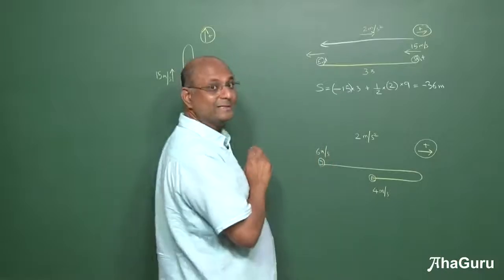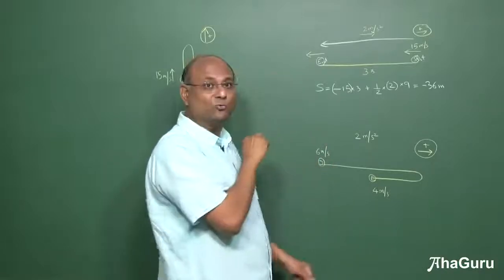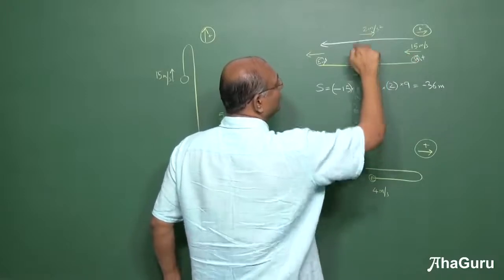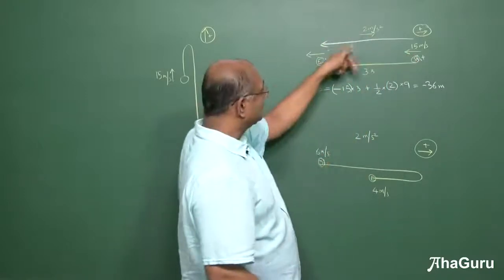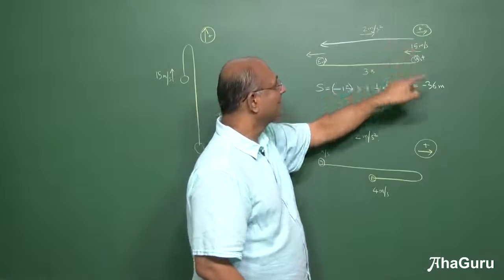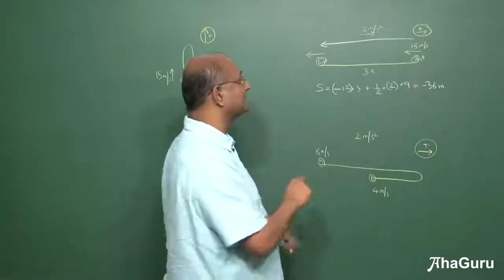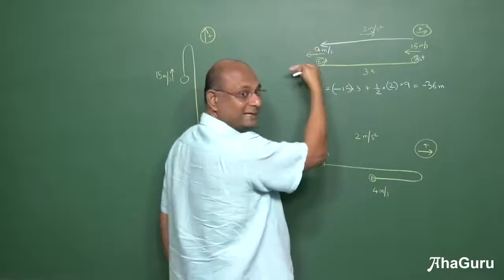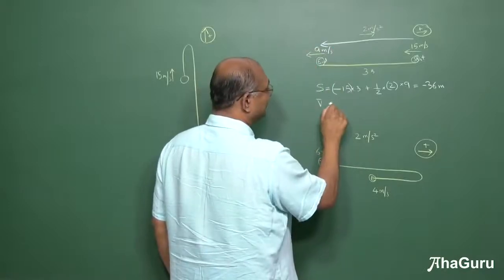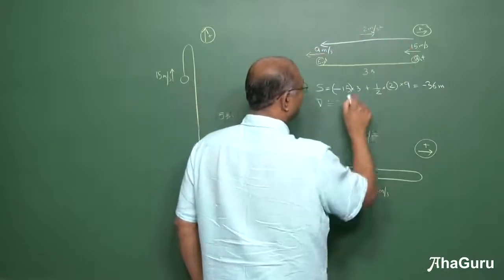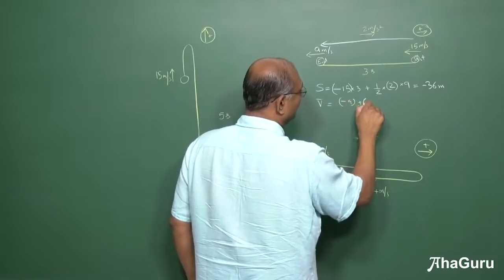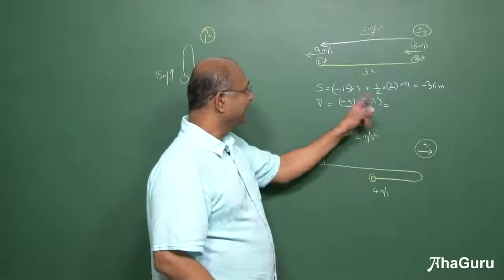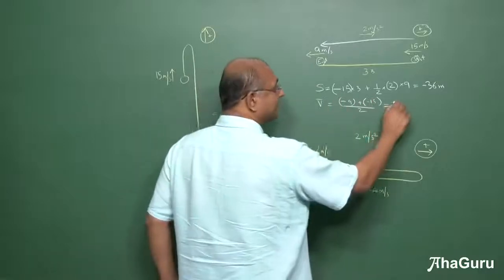But I could have also done this differently by using v plus u by 2. Let us do that. 15, at, 2 into 3, 6. But 6 is plus 6. Minus 15 plus 6, minus 9. So it is 9 meters per second in this direction, minus 9. What about average velocity? Minus 9 plus minus 15 by 2. How much is that? Minus 24 by 2, minus 12.